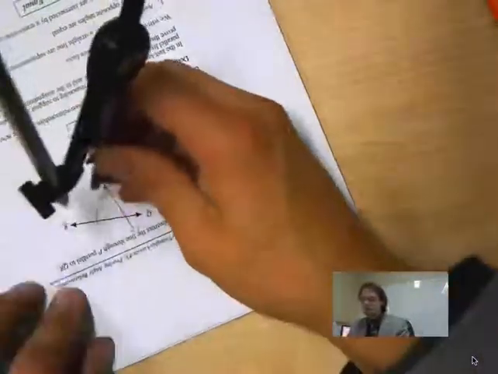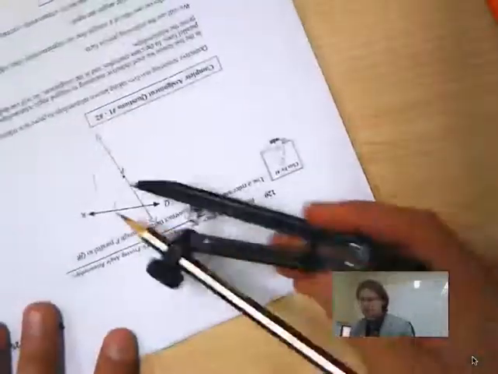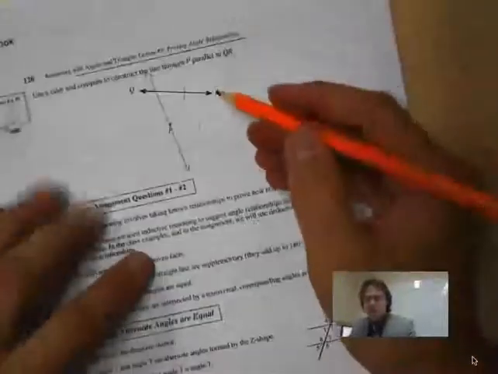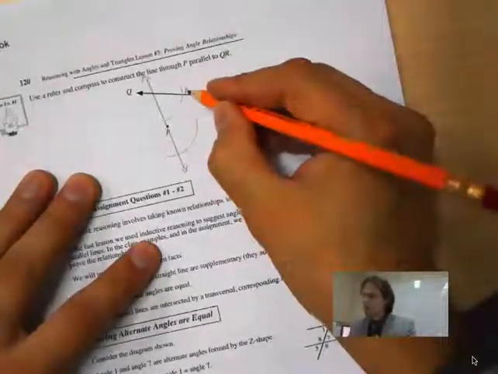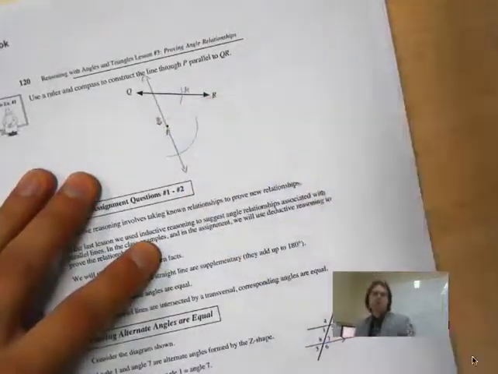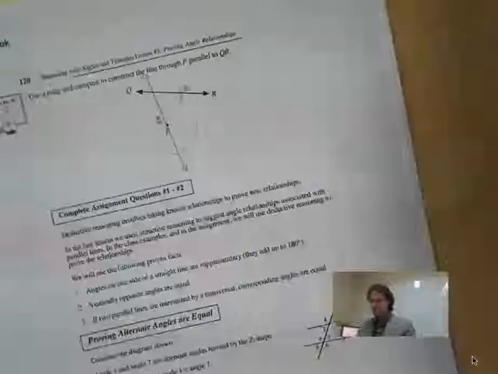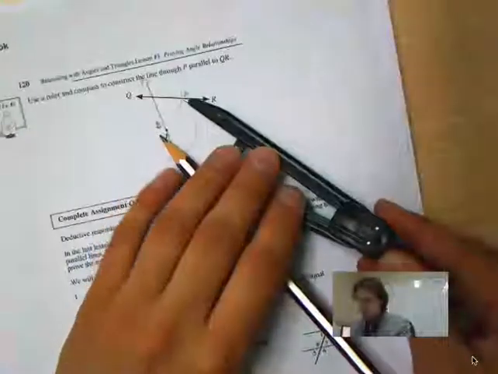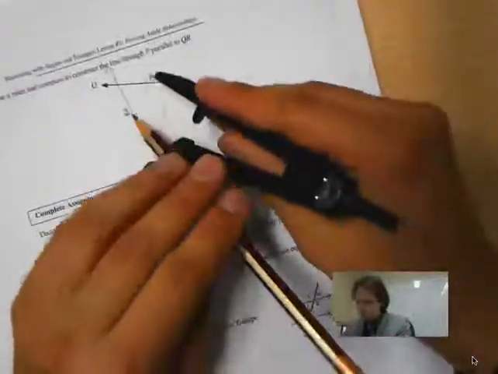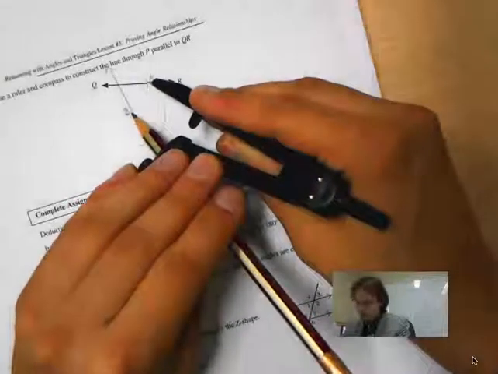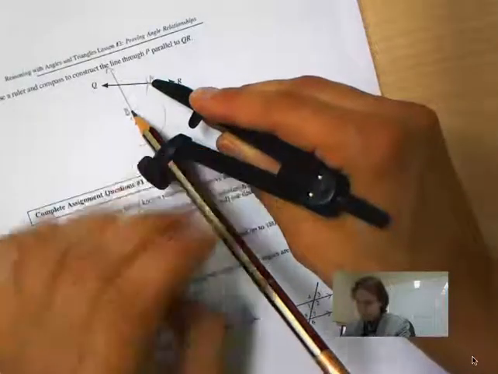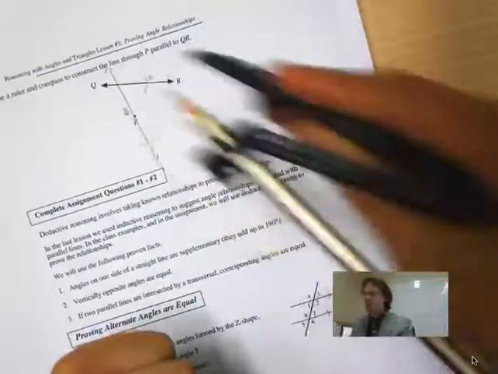Next part is, I want to know the distance between, I'm going to call this here A and B. So we want to know the distance between A and B. So I take my trusty compass, and I'm going to measure the distance between A and B. I get around right there. Good. So there's my distance between A and B.